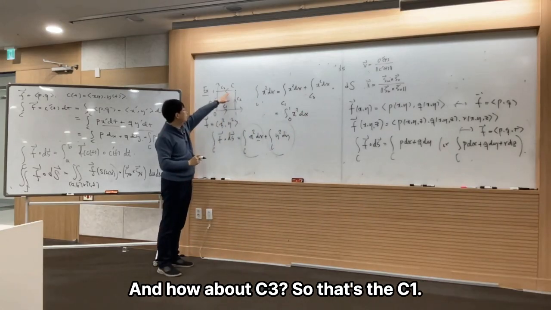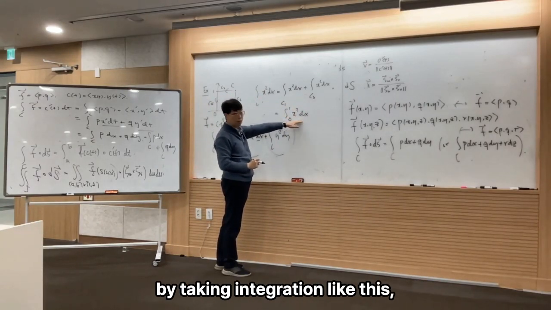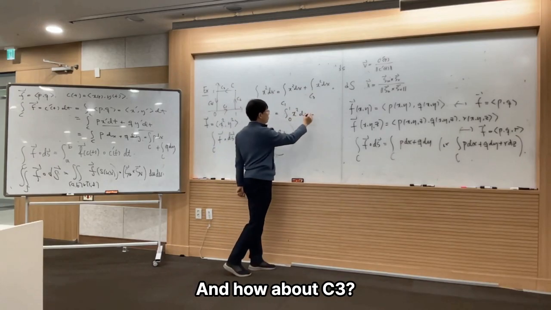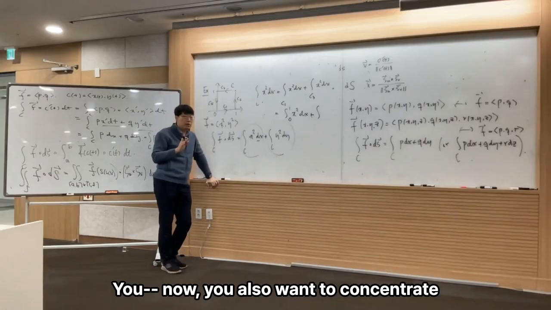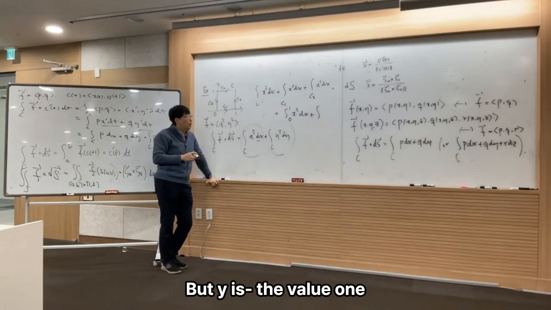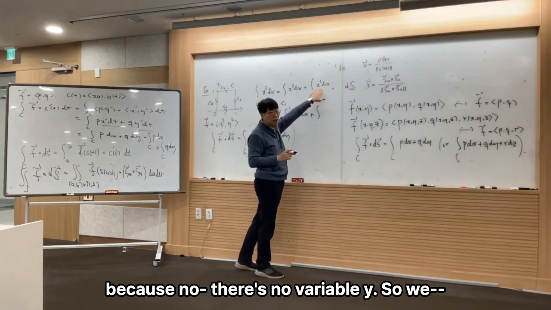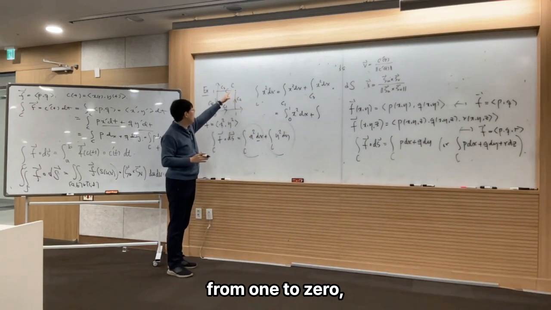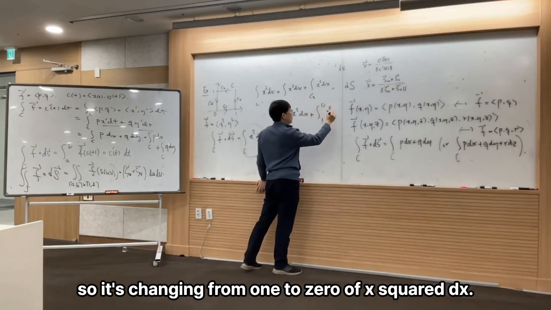And how about C3? So that's C1. And you get the C1 by taking integration like this, which is just simple integration. And how about C3? You're moving from 1 to 0. Now you also want to concentrate just on what is changing. y is not changing. y is always 1, right? But the value 1 is not reflected here because there's no variable y. So all we need to do is just take x change from 1 to 0. So it's changing from 1 to 0 of x squared dx.